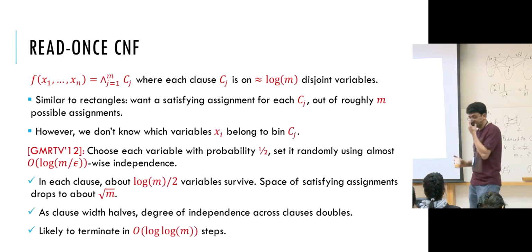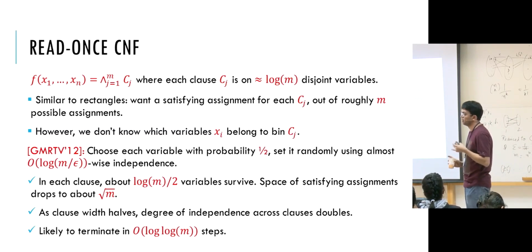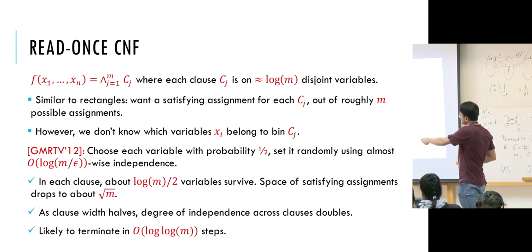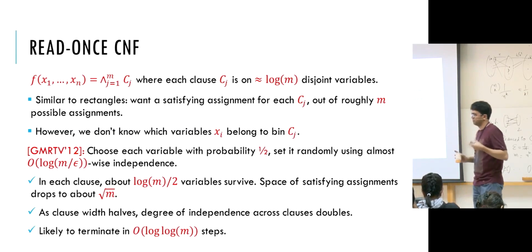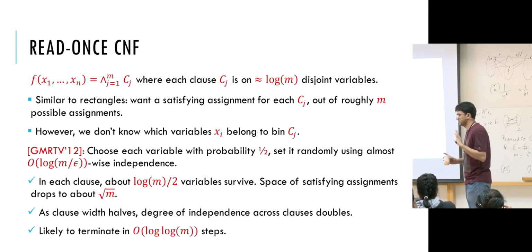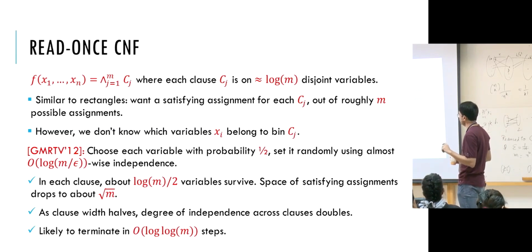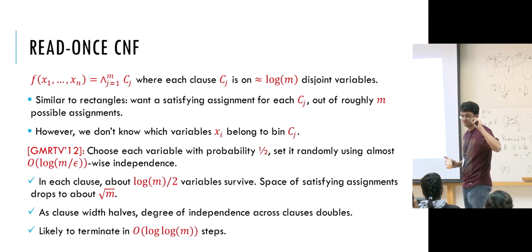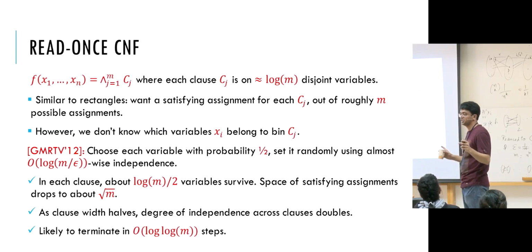Once you have a pseudo-random generator for rectangles, it's not very hard to go to read-once CNFs because these things are very similar. If I have a formula with m clauses, I'll assume that each clause is of width log m. You can get rid of this assumption very easily. And now you see that it's very similar to rectangles because you want your assignment to hit the satisfying assignments for each Cj. Each Cj is a disjunction.